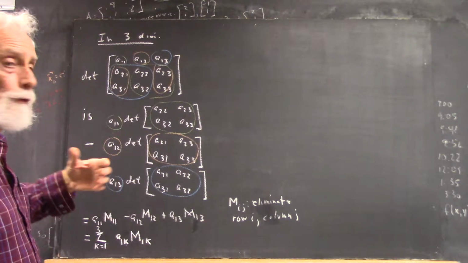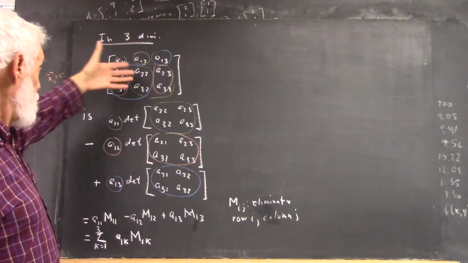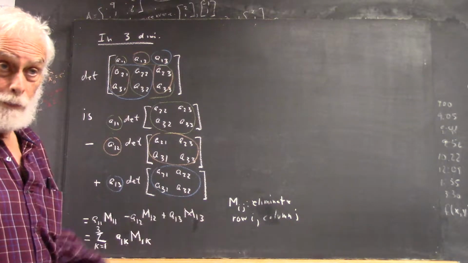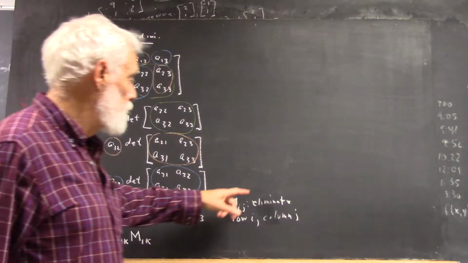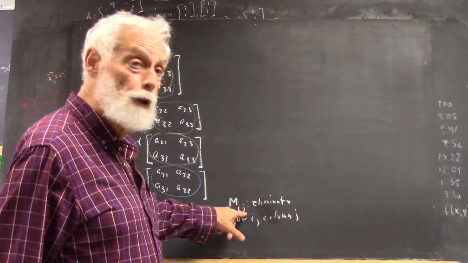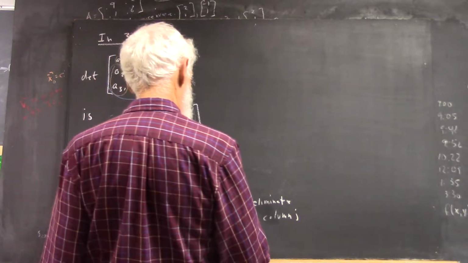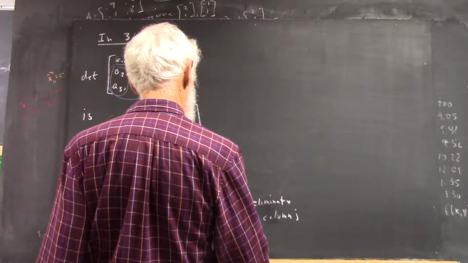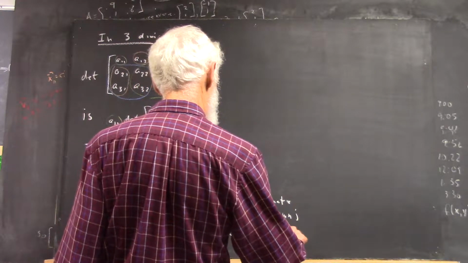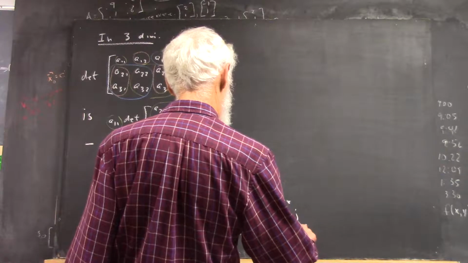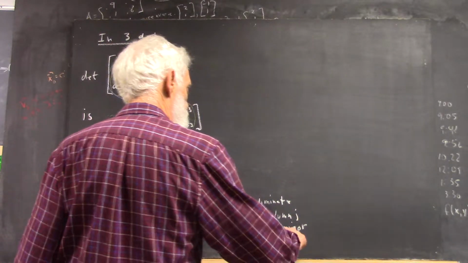Now the rule for Mij, and we could do an Mij for any element of the matrix, of any matrix of any size. It's just the matrix you get when you eliminate row i and column j, right? And this is called the ij minor. Okay?